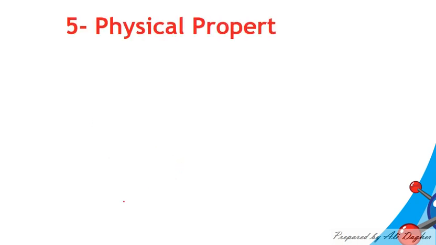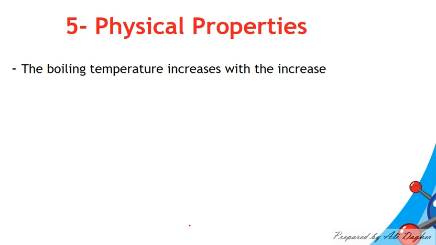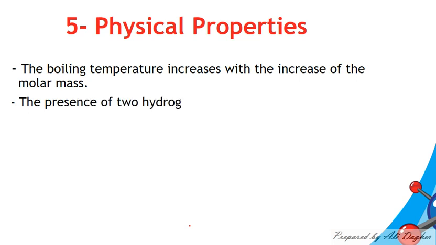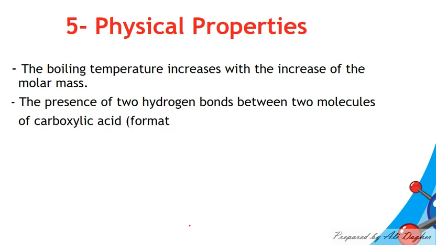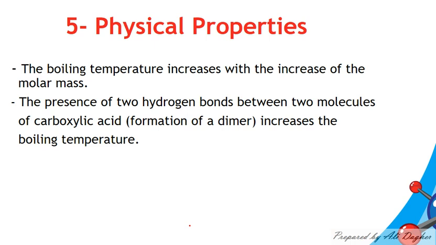Now, physical properties. As in all organic compounds, when the molar mass increases, the boiling point of the organic compound, such as a carboxylic acid, increases. Now, a special case in carboxylic acids: the formation of dimers. A dimer is the result of hydrogen bonding between two molecules of carboxylic acid.